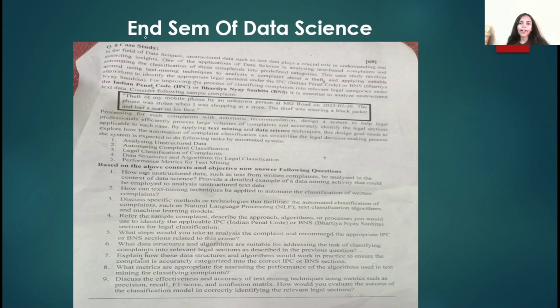Now this is the second part of my end question paper. In this part we will cover questions 4, 5 and 6. Now let's discuss the question.